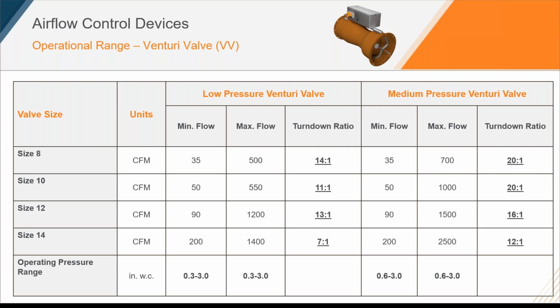Just to give you an example, if you have a size 8 venturi valve operating at 700 CFM, if you can maintain at least 0.6 inches of pressure across the valve, we can maintain that 5% accuracy. On the opposite end, this same valve is now operating at 35 CFM. We can still guarantee 5% accuracy with that valve operating at 3 inches of pressure.